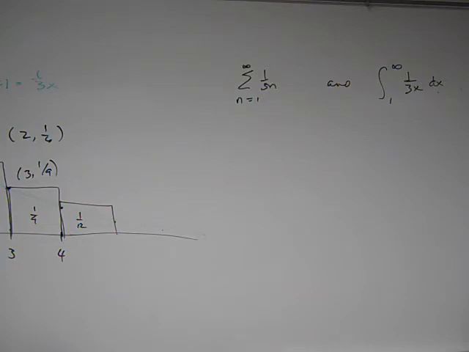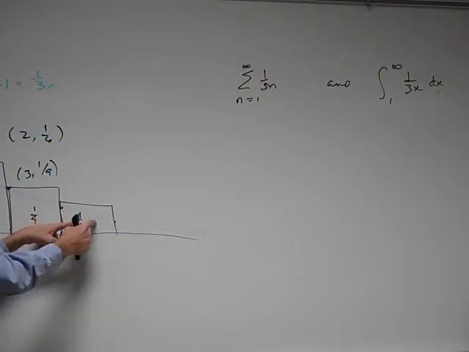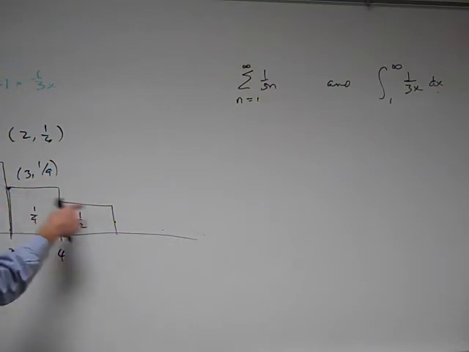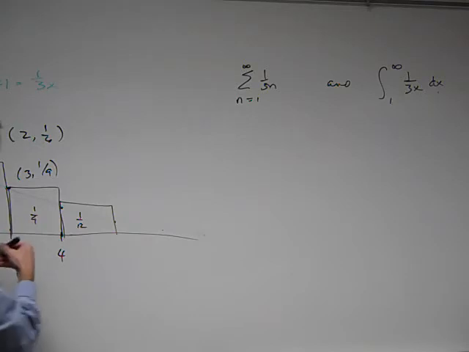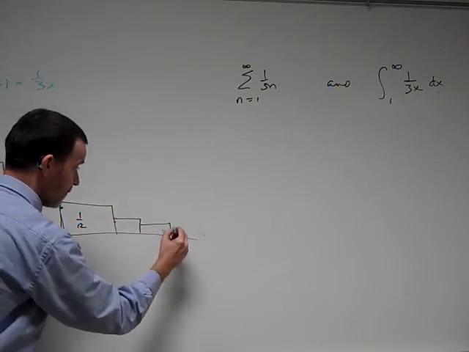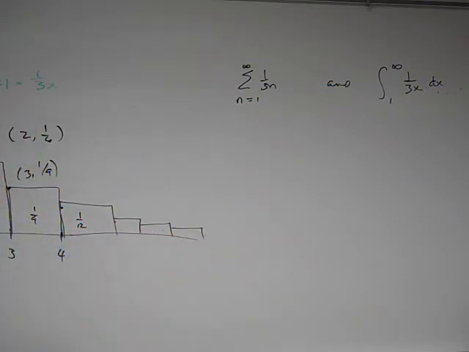Which one's bigger? The one on the left where you add them up? The one on the left's bigger because it's 1/3 plus 1/6 plus 1/9 plus 1/12, right? And that's bigger than the area under this curve, right? And it's always going to be bigger because it keeps... I see where this is going.